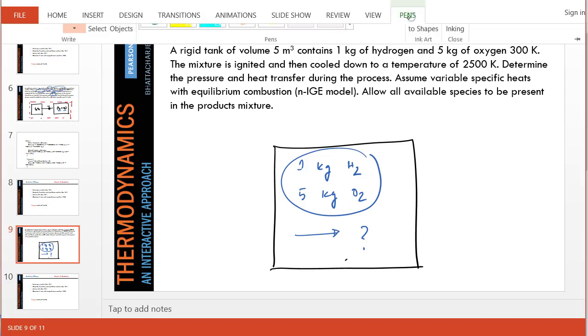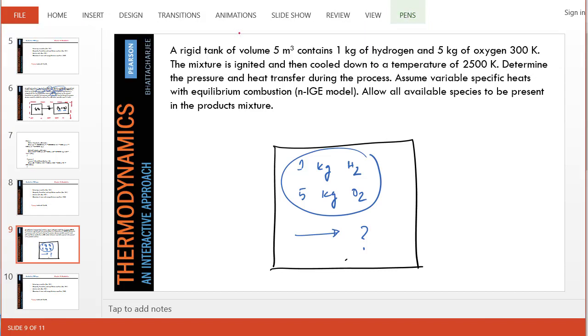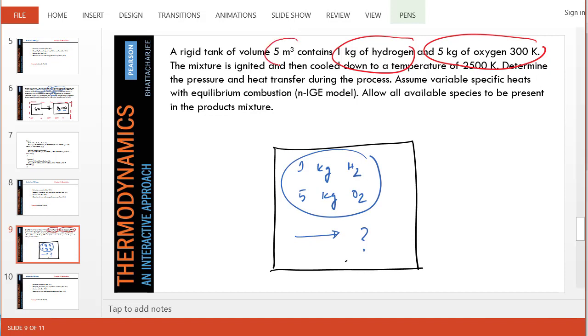Hello and welcome. In this problem we have a rigid tank in which there is 1 kg of hydrogen and 5 kg of oxygen kept at 300 Kelvin. We also know the volume of the tank, so obviously we can figure out the pressure inside the tank. The mixture is then ignited and heat transfer occurs until the final temperature is 2500 Kelvin.